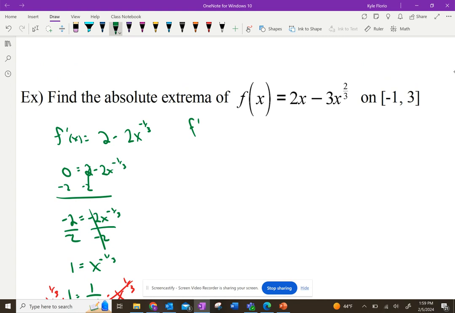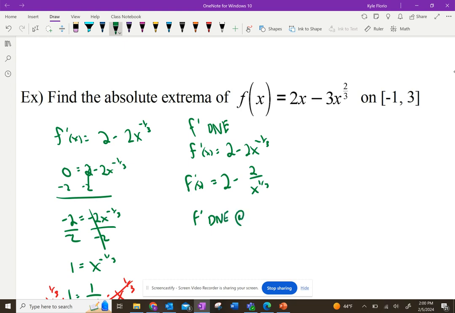Now I want to find out, does the derivative not exist anywhere? And it actually does. If I look at this function, 2 minus 2x to the negative 1/3, the negative exponent means 2x to the negative 1/3 is equivalent to 2 over x to the positive 1/3. And we can't divide by 0, so x can't be 0 here. If x were 0, we'd be dividing by 0, which would be undefined. So the derivative does not exist at 0. Because if I put a 0 in here, we're dividing by 0, and then we're in trouble.